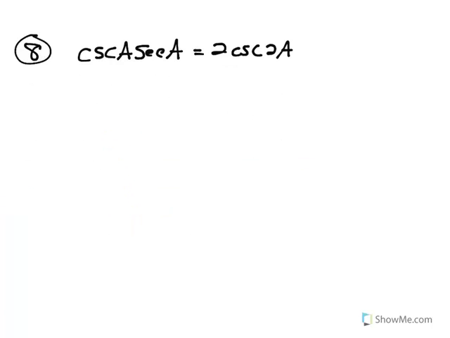Number 8, the directions are verify that this is an identity. The right side, I notice, is cosecant of 2a, which I don't care for. I'm going to make it sine of 2a, because cosecant and sine are reciprocals. So I changed it to 1 divided by sine of 2a.